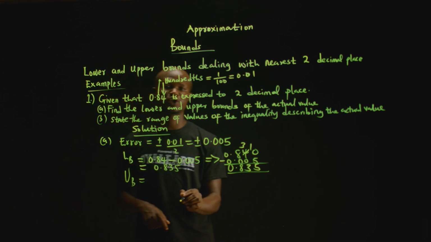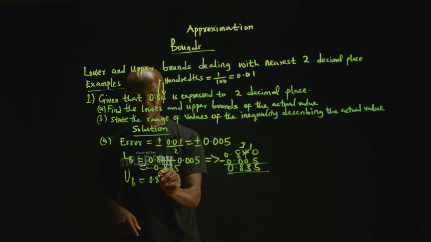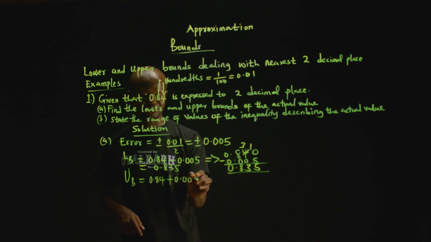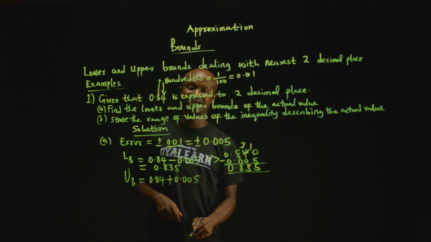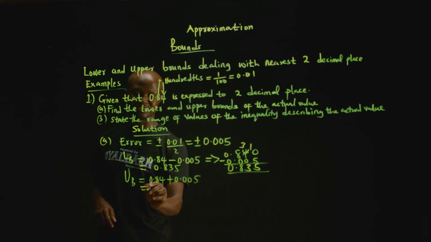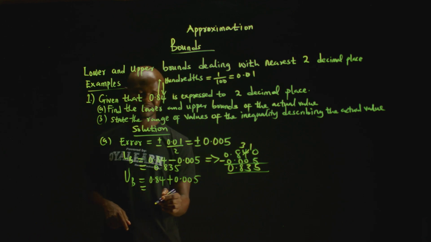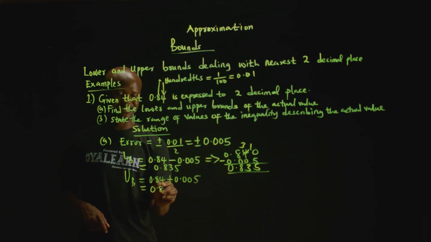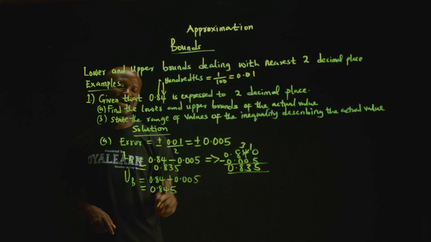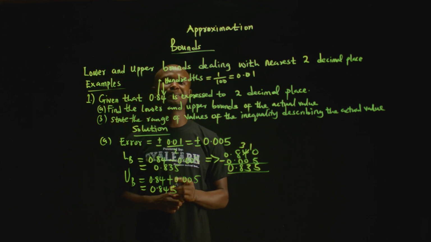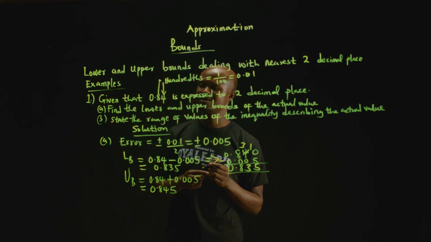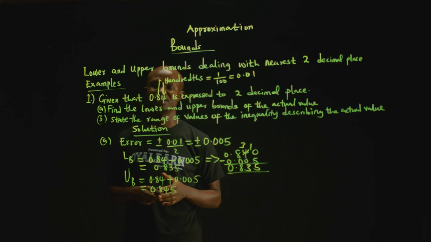Now we need to calculate the upper bound. For the upper bound, we have 0.84 plus 0.005. So it means that the answer will be, we can easily add this, 0.845. That is the upper bound. We have answered the first part of the problem.